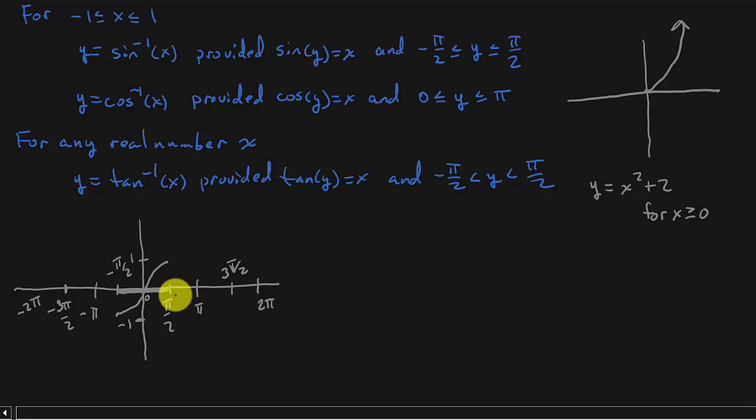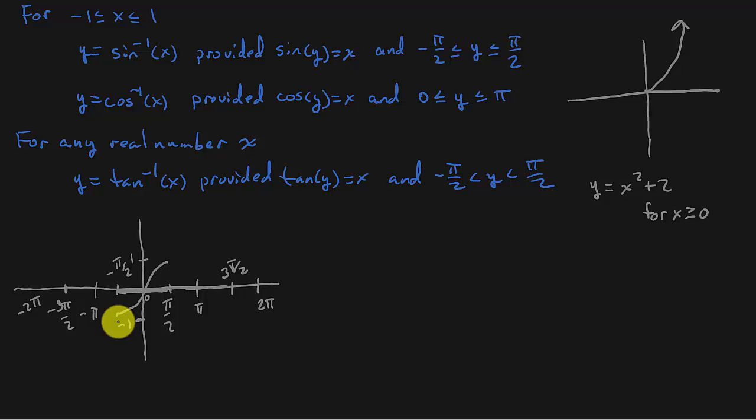Now, yeah, we could have restricted the domain to this part of it or over here or wherever, but it was just decided that we're going to restrict it between negative pi over 2 and pi over 2. So what that means is anytime you take the inverse sine of something, you're going to get an answer between negative pi over 2 and pi over 2, or if you were looking at it in degrees, between negative 90 and 90 degrees.